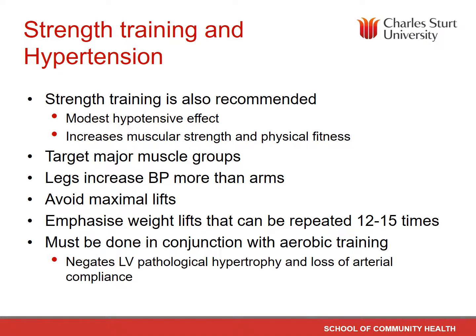Avoiding maximal lifts, so obviously not putting too much strain. So emphasizing lifts with repetitions of 12 to 15, which is a little bit higher than what we've seen in most ACSM recommendations. This is because low weight, high repetitions still get a lot of strength benefits, but not that bodybuilding type of increase that we want to see.